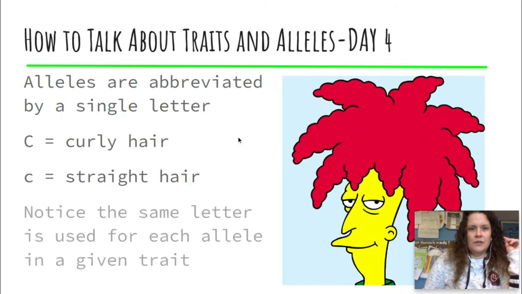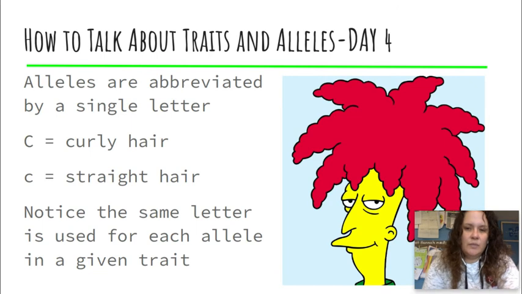All right, so when we write this out, alleles are abbreviated by a single letter, and we use capital and lowercase letters. So in this example right here, for your hair texture, for curly hair versus straight hair, curly hair is actually a dominant trait over straight hair.